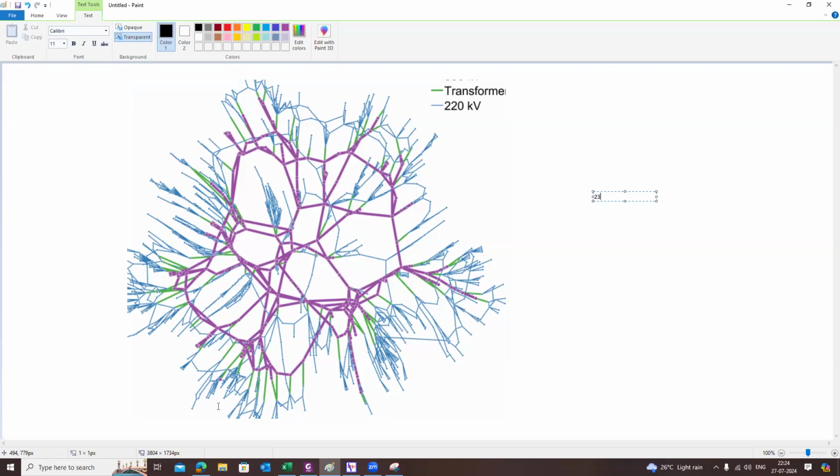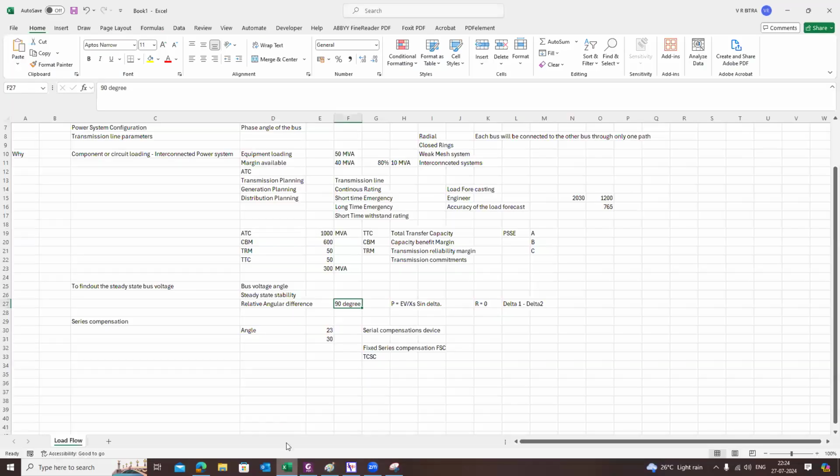The answer is very simple. See, in India, we are following 23 degree. Of course, we can go up to 30 degree, but we are limiting our network, meaning the steady state stability limit, the angular difference between two adjacent buses, to 23 degree. But if you are having only a two bus system, then the angular separation you can go up to 90 degree. So this is precisely what I just want to tell in the steady state stability.